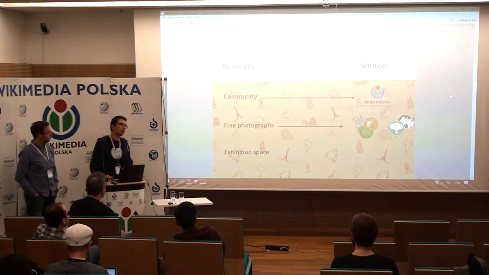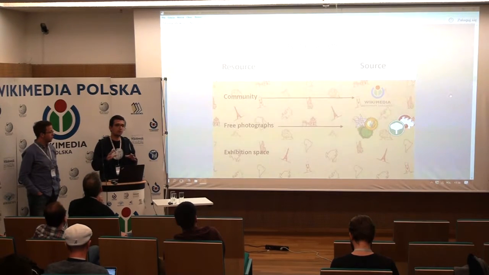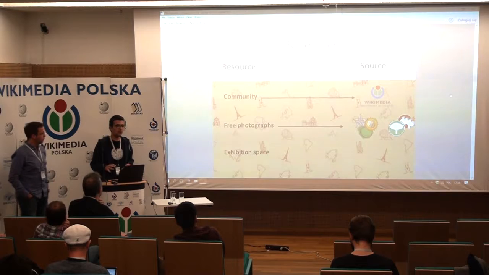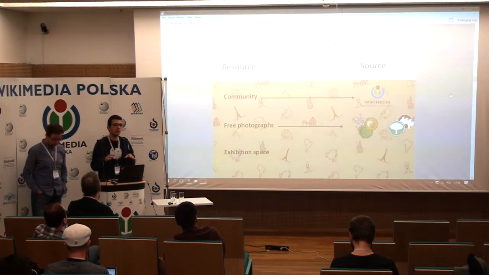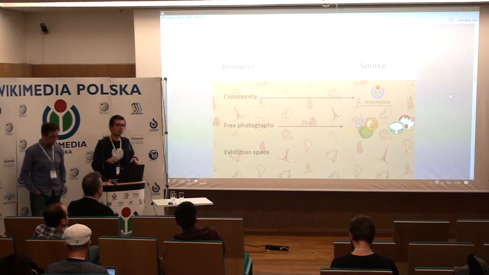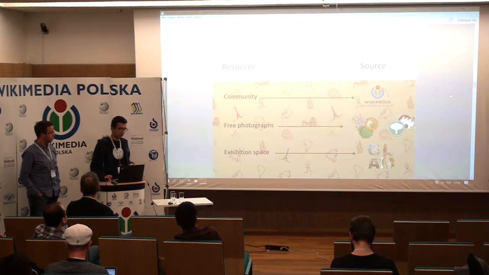About the free photographs, you always have to strive to provide the best you have from your country. What are the main ways to search for such images? The first is to go on Wikimedia Commons and check the quality images, featured images, and valued images from your country. The second is to search among the winning photographs of the Wiki Loves contests, like Wiki Loves Earth and Wiki Loves Monuments. And the source for the third resource, the exhibition space, simply lies in GLAM. This is something only GLAM institutions can provide.